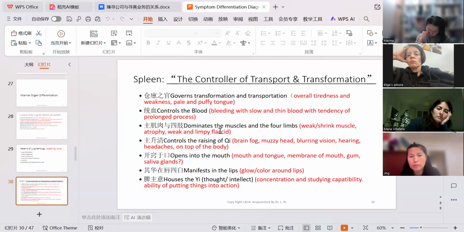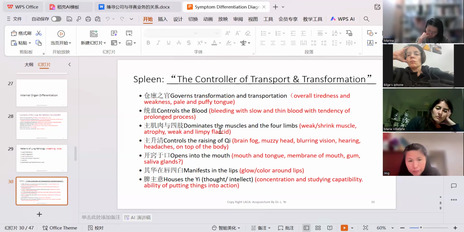And the spleen also has a good lifting effect, lifting the goodness, qi and blood into the brain. So memory, thinking, concentration, focusing abilities, even the eyes focusing, ears focusing for hearing, can all be to do with the spleen's lifting effect. So symptoms associated with that are brain fog, muzzy head, blurred vision, hearing problems, headaches on top of the head. Anything to do with that could be an indication of the spleen.